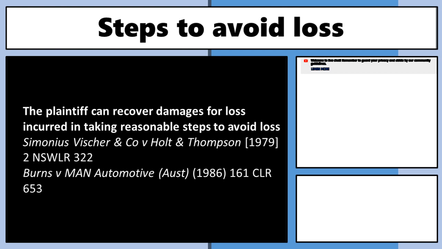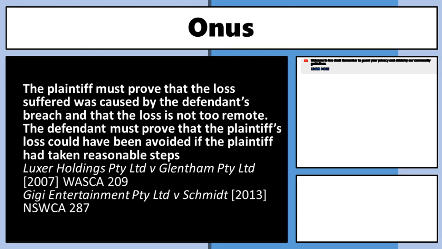It's a dangerous game to play, of course. And that's why this idea of continuing to trade can be difficult. It can be a very, very difficult thing. Simonius Vischer and Holden Thompson was an example of that, when there was a negligent audit. They carried on trading. The steps have to be reasonable. If they're not reasonable and you carry on trading, you can't claim that loss.